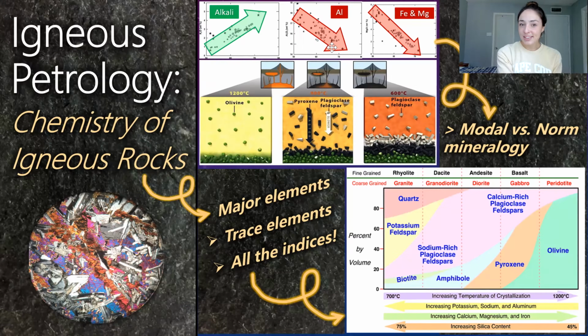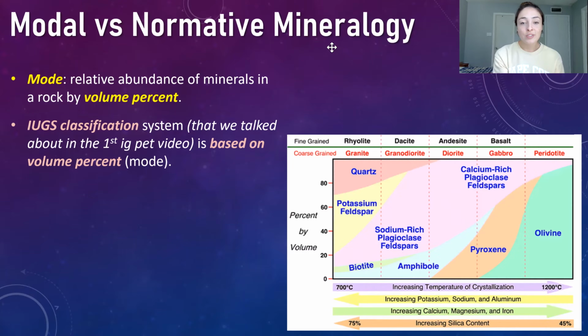Hi everyone, today we're going to be talking about the chemistry of igneous rocks. So let's start with modal versus normative, or norm, mineralogy. Here we can see that mode is the relative abundance of minerals in a rock by volume percent. And so we can see that down here on this graph here.